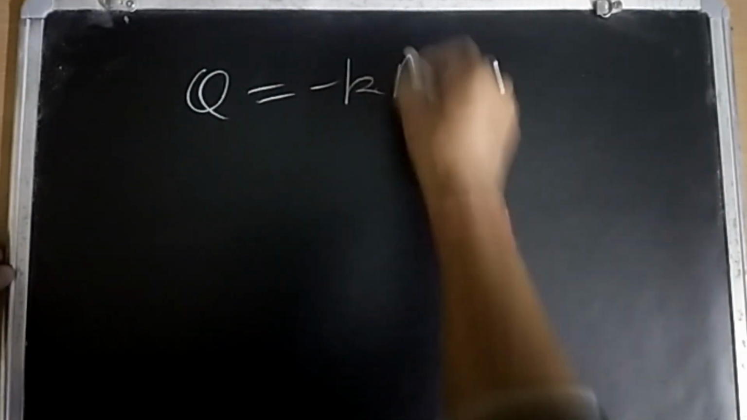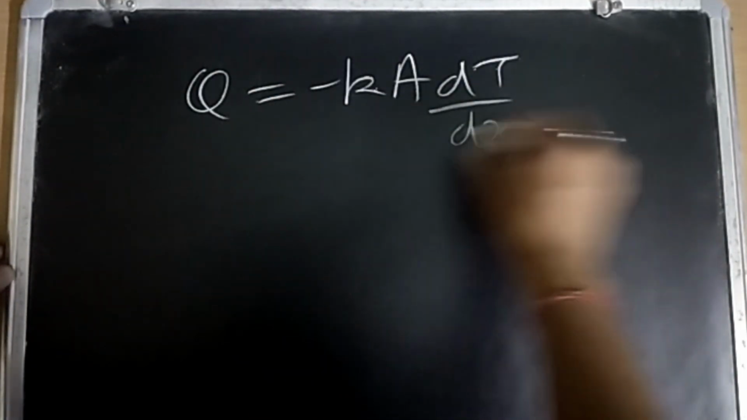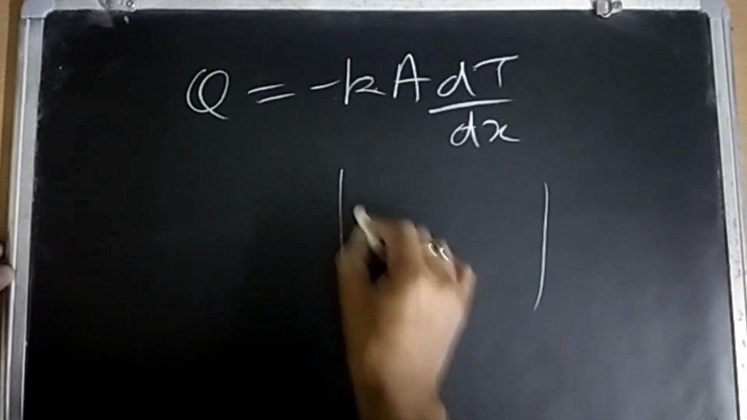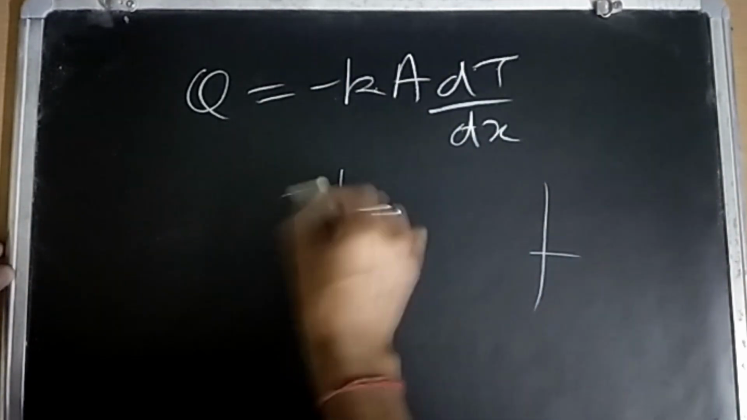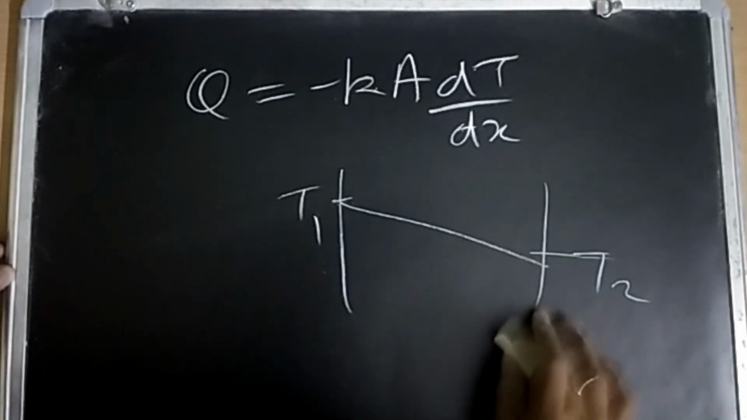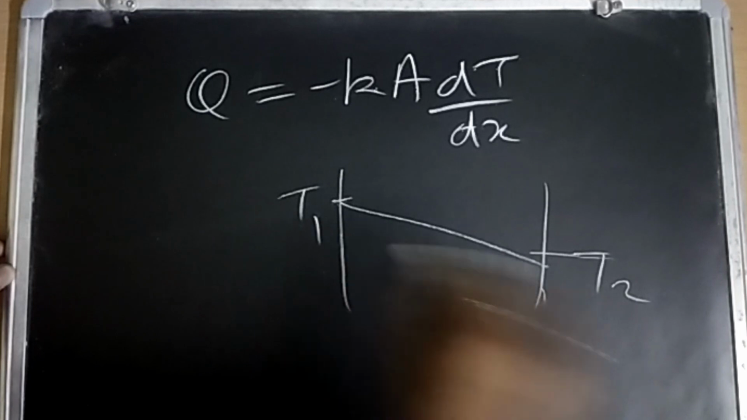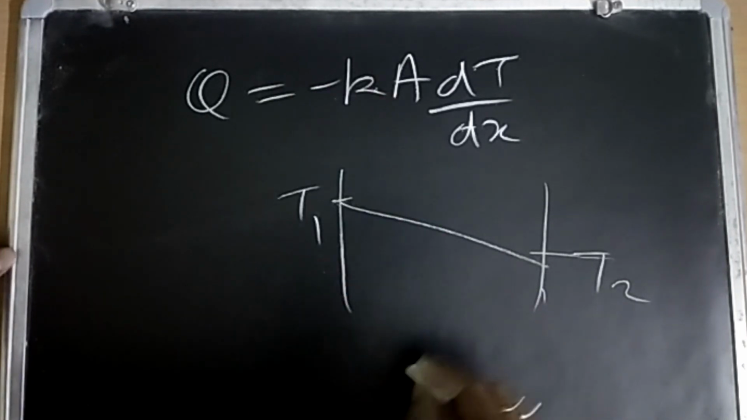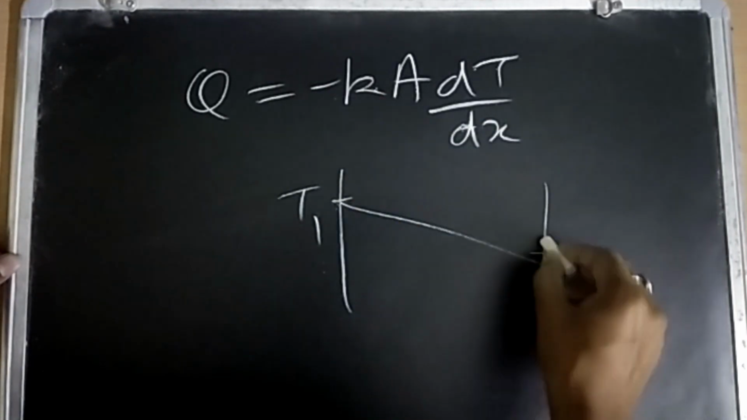Let's start. So first, we know that the heat rate for conduction is Q = -kA dT/dx. Why minus? If we are talking about the slab, heat goes from a higher temperature T1 to a lower temperature T2, and that's why the final minus initial value would be less. That's why we put the negative sign. Now this is for a slab.